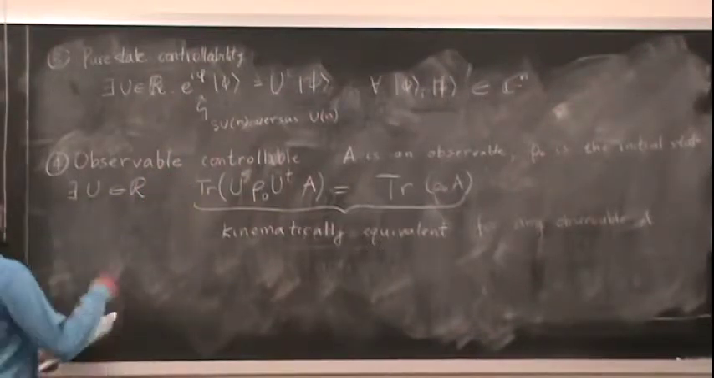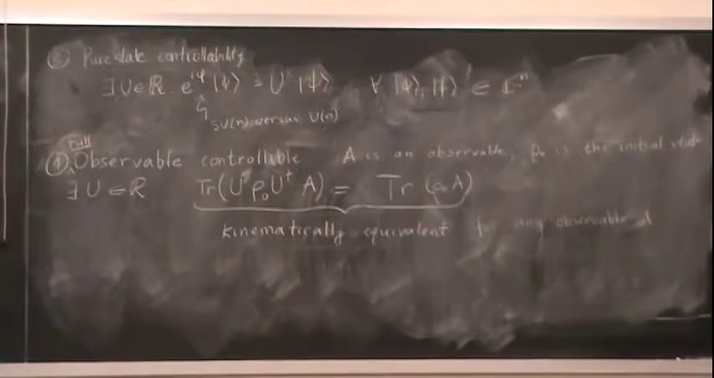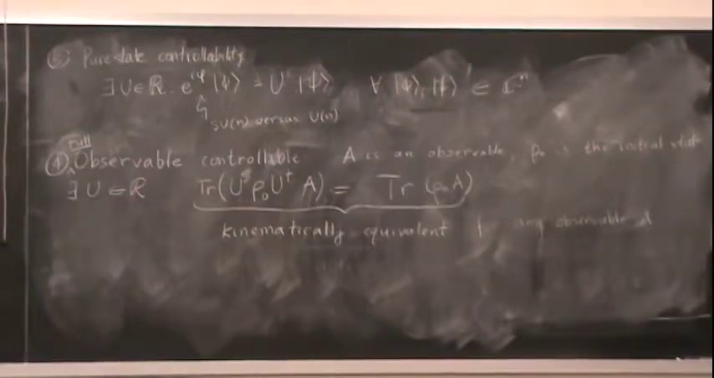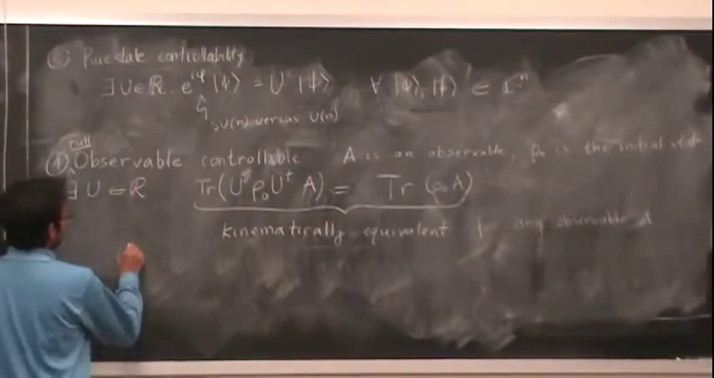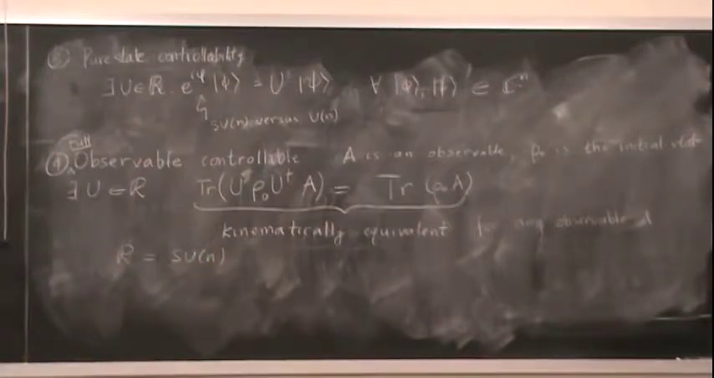Or maybe I should call this full observable controllability. And what you are talking about, Ivan, is observable controllability for some of them. Full observable controllability is equivalent to this. So in our language, we want that R should be SU in this case, for full.